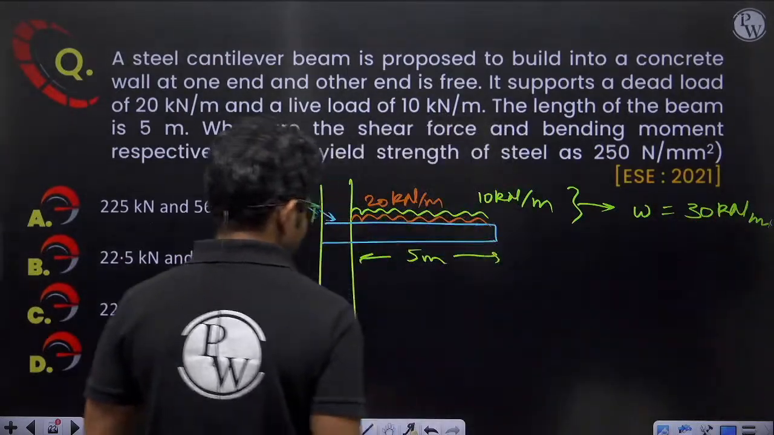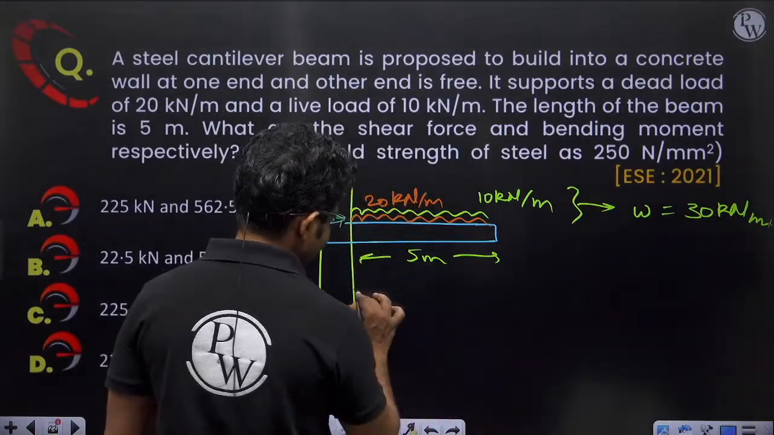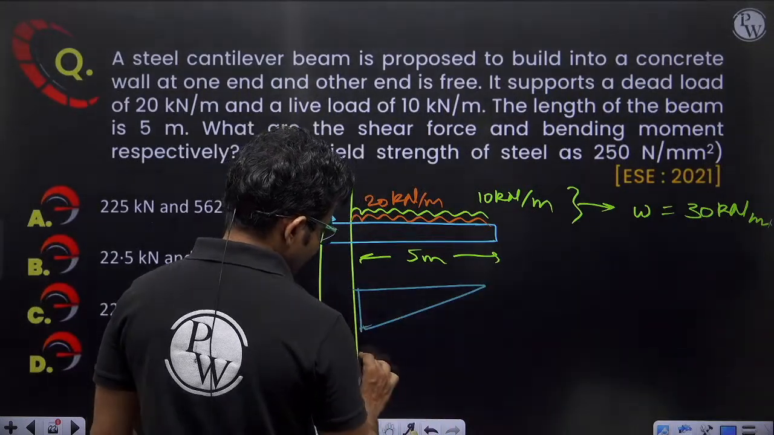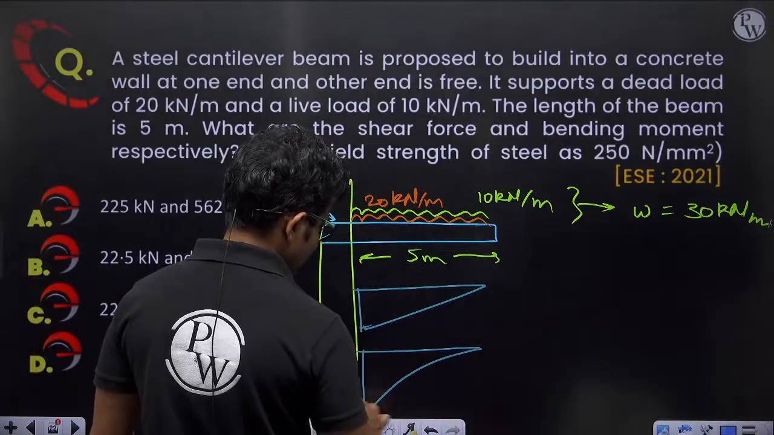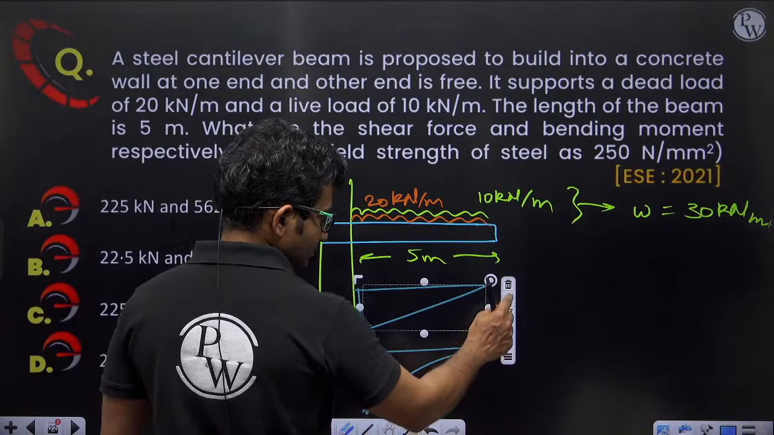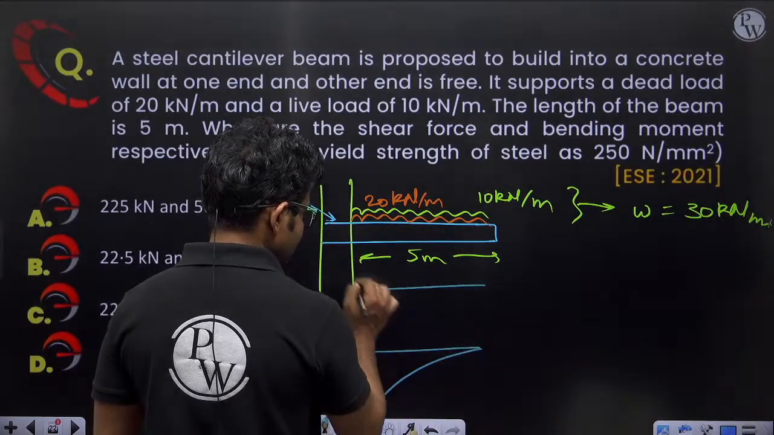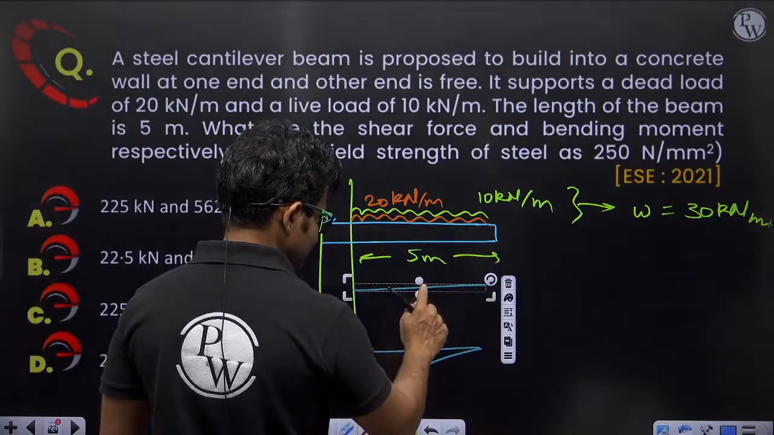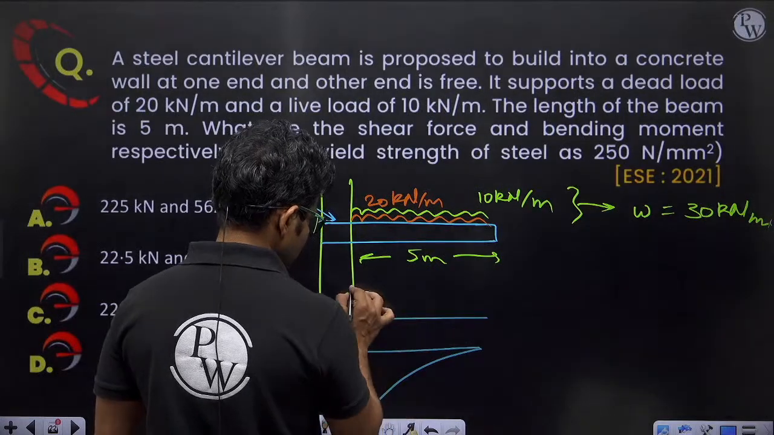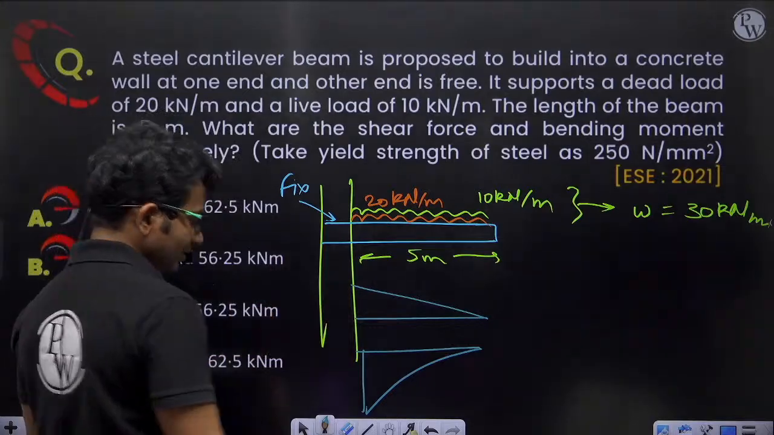30 kilonewton per meter. At this location, let us first draw the shear force diagram and bending moment diagram. The shear force diagram will be linear, and the bending moment diagram will be parabolic. The shear force diagram will be positive, so here I will be getting a positive value.